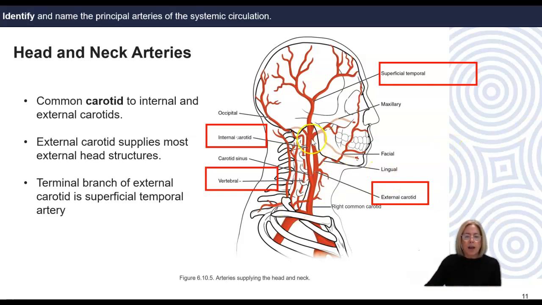Okay, there are then several branches of the external carotid that supply oxygenated blood to the neck and the face. And the internal carotid, along with the vertebral artery, which is formed from branches of the subclavian arteries, then supply oxygenated blood to the brain. And you can see here the external carotid, its terminal branch is the superficial temporal artery, and the external carotid is supplying most external head structures, as I mentioned.